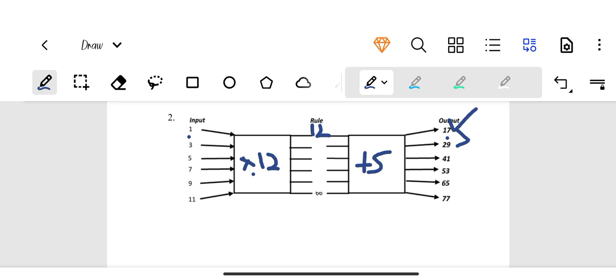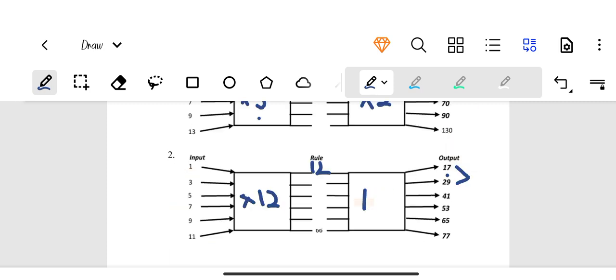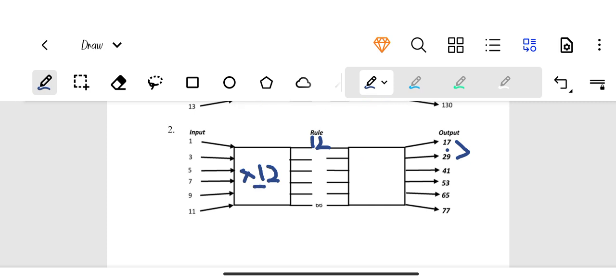You try again with the next one. 3 multiplied by 12. The answer is going to be 36. 36 plus 5. The answer is going to be 41. And that's not what is placed there on the second output. So it means that our rule is faulty. So what can I do next? What can I try? I can try to say 12 divided by 2, and now I use a 6.